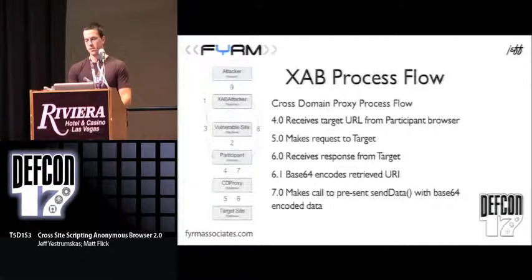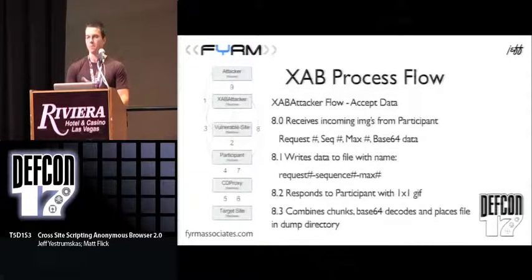All that data is going to be base64 encoded, and it's going to be split up based on how you configure it. So, I mean, you can only send 2,000-something characters in an IE URL. So you want to set that a little bit below that, and the max data size that the cross-domain proxy, or excuse me, the participant sends to the XAB attacker to receive this data is always going to be in chunks under the maximum for that browser.